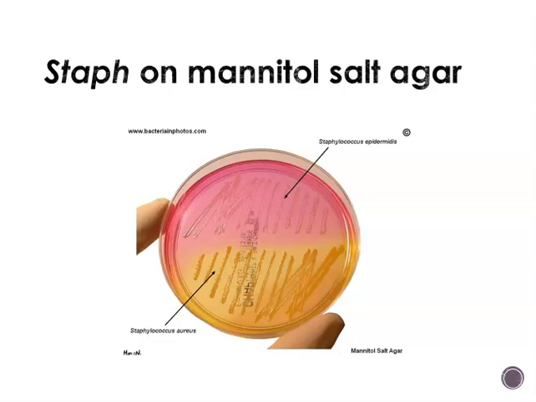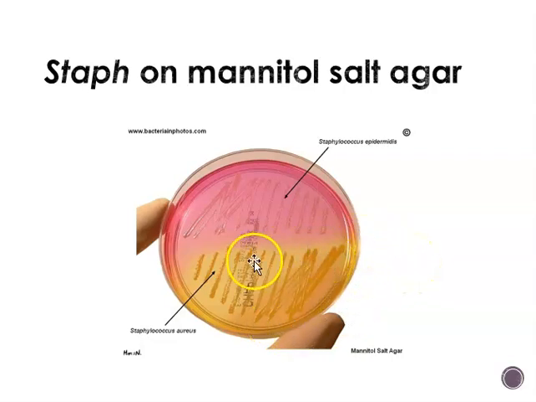So here's your picture of Staphylococcus aureus on the mannitol salt agar plate. And again, MSA is selective and differential. It is selective for staph species. It's differential. So if you've got an organism that's growing on the plate, most likely it's going to be a staph species.